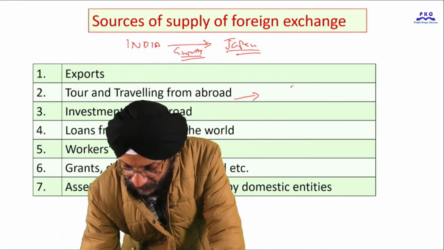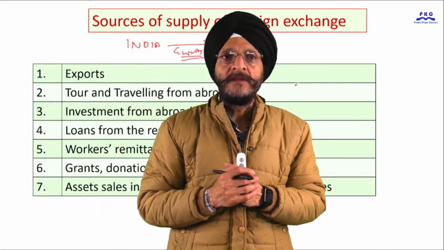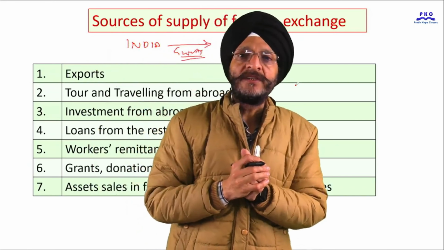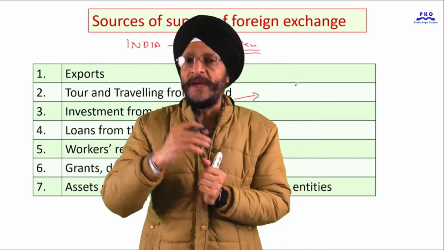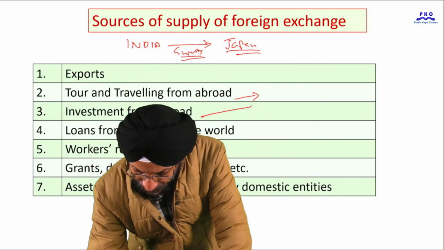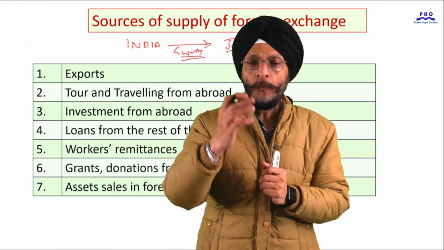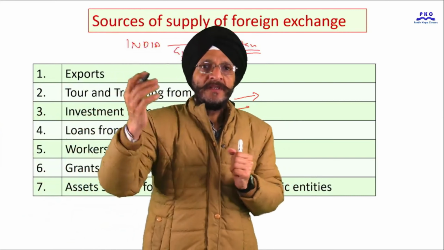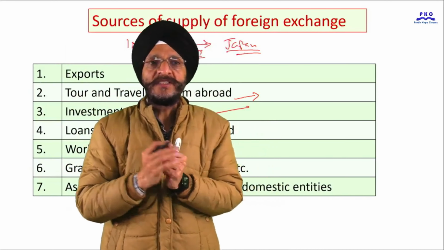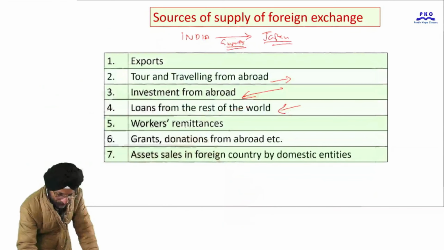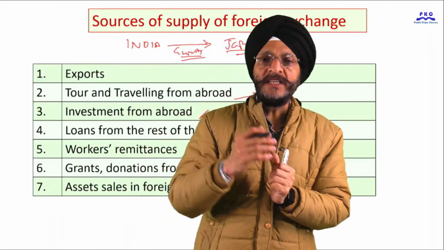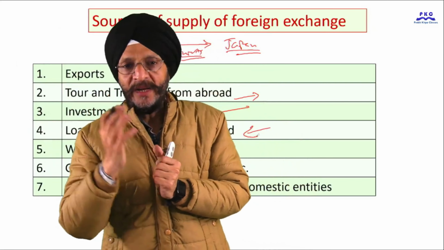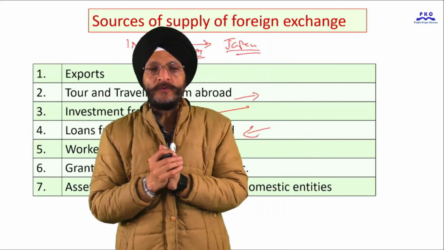Then when tourists visit our country from abroad, it results in the supply of foreign exchange because they will generally spend their foreign currency for food, local expenses, and buying other goods and services. When foreigners make investment in our country to purchase buildings, industries, or some other land, then foreign exchange comes into our country. This is a source of supply of foreign exchange. When we get loans from the rest of the world, that is from foreign governments or foreign banks, the foreign exchange comes into our country. There is supply of foreign exchange.